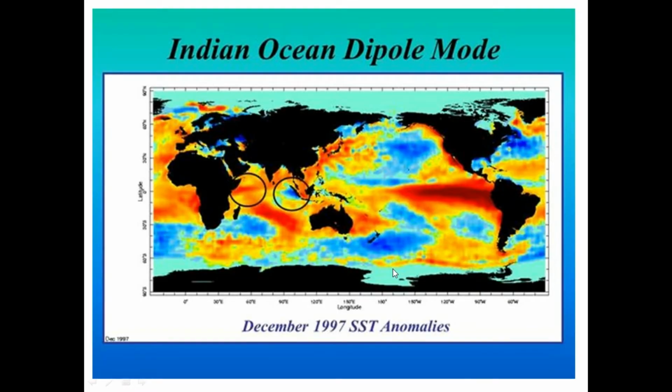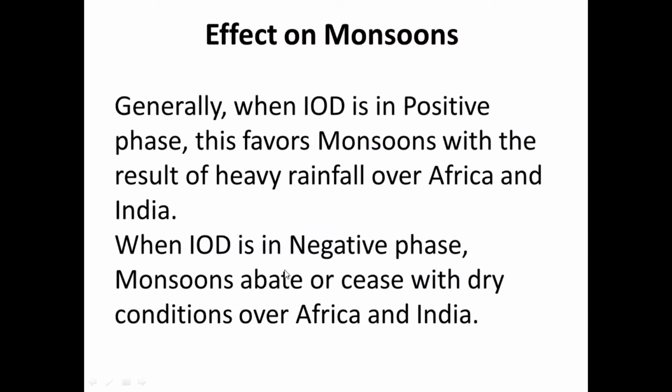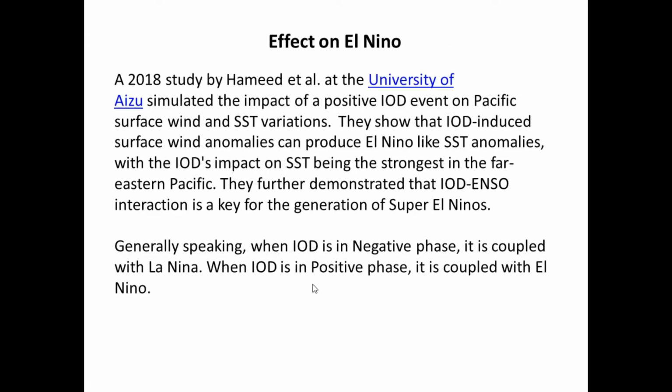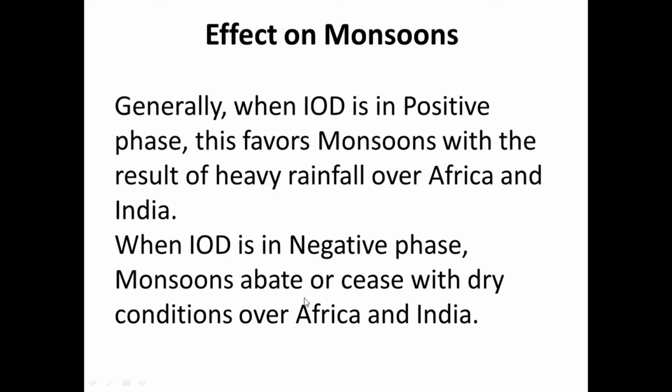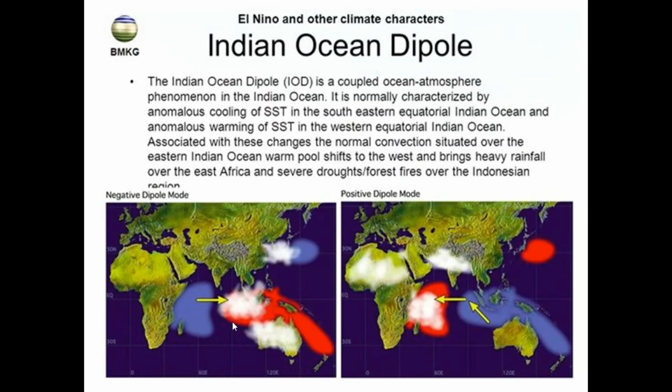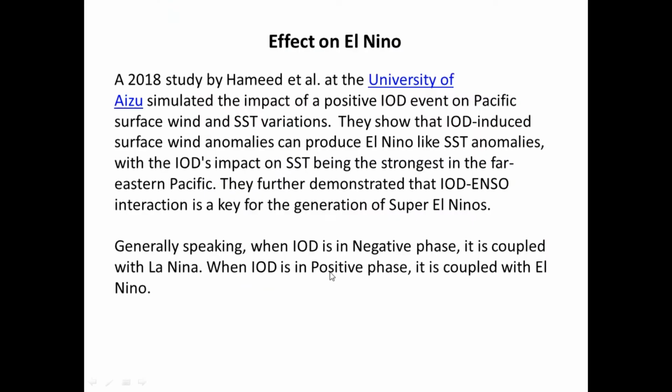So let's review. Negative phase, monsoons abate or cease with dry conditions over Africa, when it's in the negative phase, coupled with La Niña. So let's again look at this. So this is the negative phase, and as I just showed you, monsoons abate or cease. So no monsoon. Look at this big cloud over India. Positive phase, big monsoon. See the rain right here. Positive is associated with El Niño. This is associated with La Niña. Negative phase coupled with La Niña.